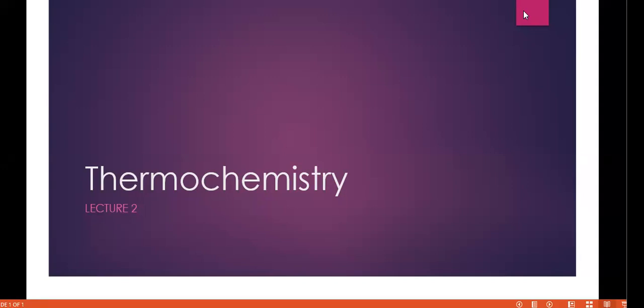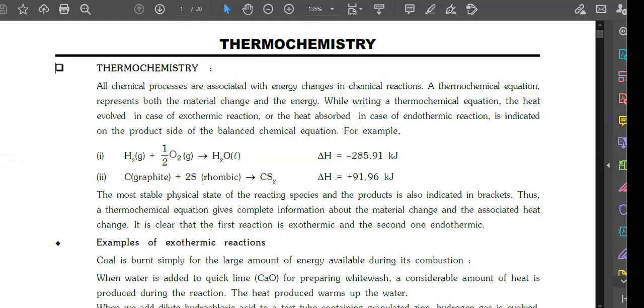Okay, so we studied the basics of thermochemistry, right? So we will start with revision, then we will study different types of enthalpies. So first let's see what we have studied in last class. Before going to any other topic, first let's see what we have revised.